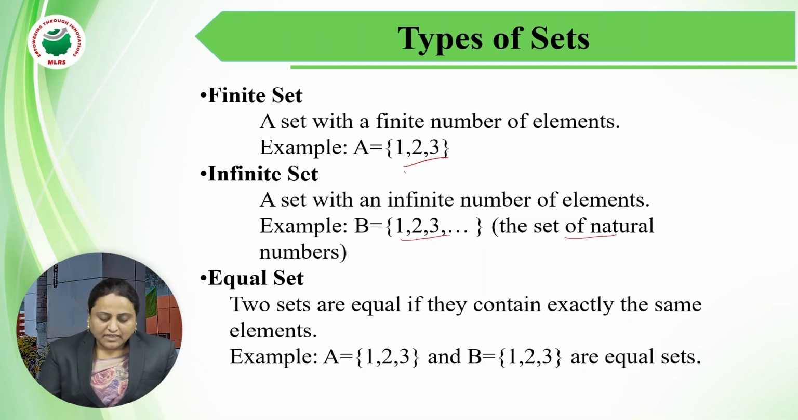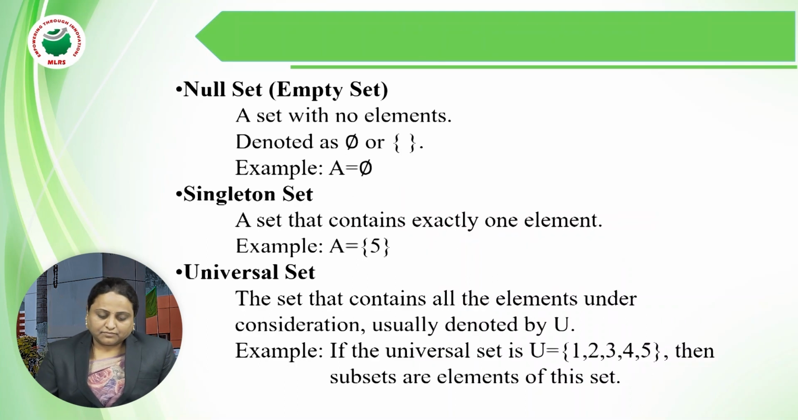And the next one is equal sets. Two sets are said to be equal if they have the same elements in them, then only they are known as equal sets. For example, you have A equals {1, 2, 3} and B equals {1, 2, 3}. Exactly the same elements, the same number of elements and the same values also, you call equal sets.